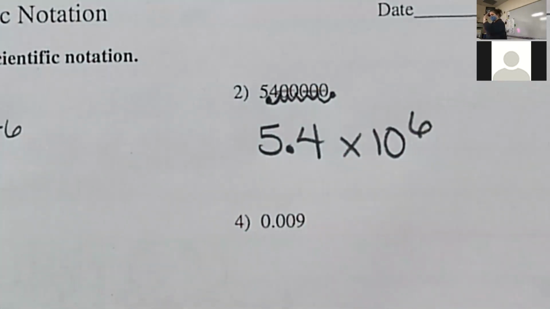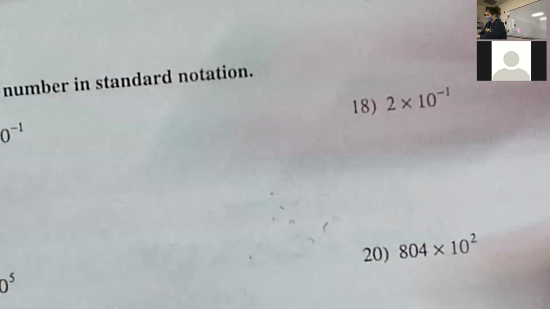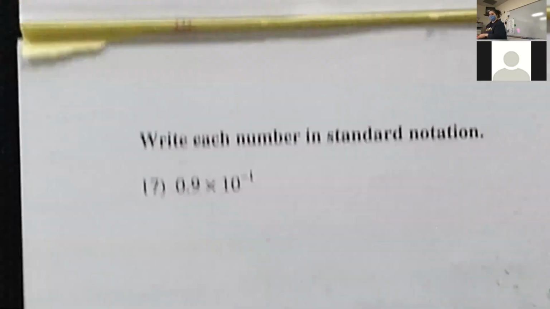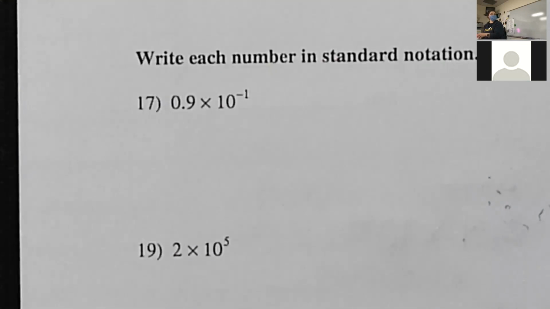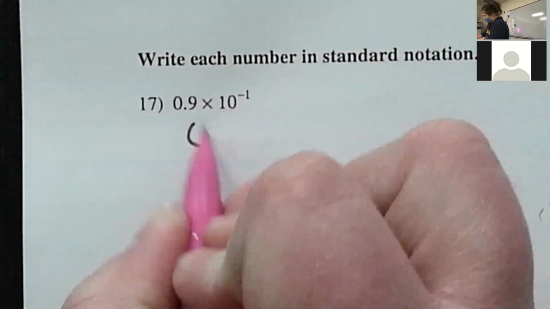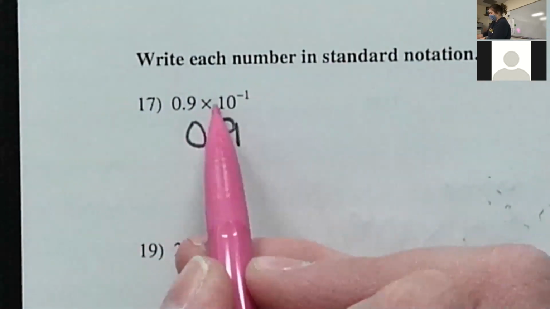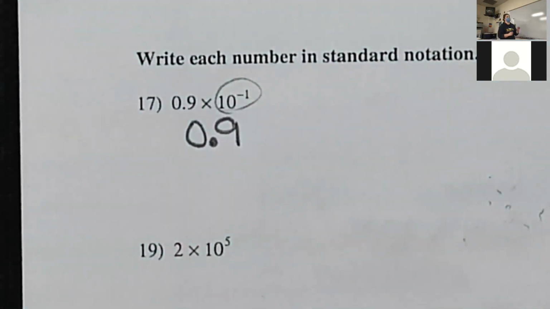Okay, now we're going to stop with that. We're going to look at the back side. This might actually connect it more for you to know if it's a positive or negative after you write them in standard form. Okay, so they give us 0.9. You start with that 0.9. Okay, they're saying times 10 to the negative 1.